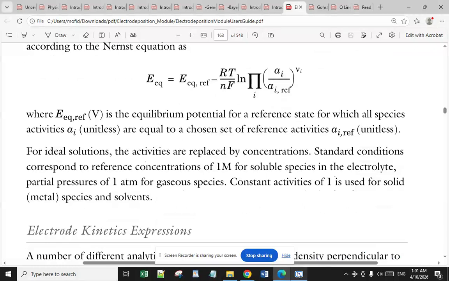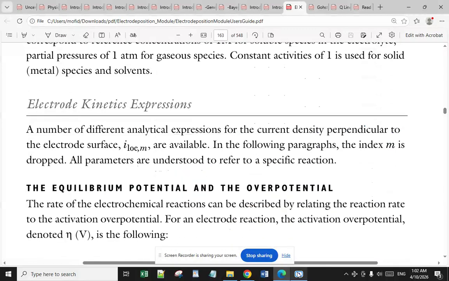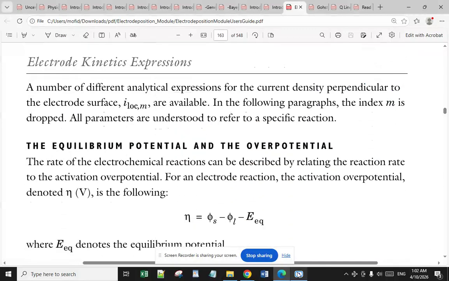For ideal solutions, the activities are replaced by concentrations. Standard conditions correspond to reference concentrations of 1 molar for soluble species and a partial pressure of 1 atmosphere for gaseous species. Constant activities of 1 are used for solid metal species and solvents. Now I'm going to go through the electrokinetics expressions. A number of different analytic expressions for the current density perpendicular to the electrolyte surface, i_local,m, are available. In the following paragraphs, the index m is dropped. All parameters are understood to refer to a specific reaction.